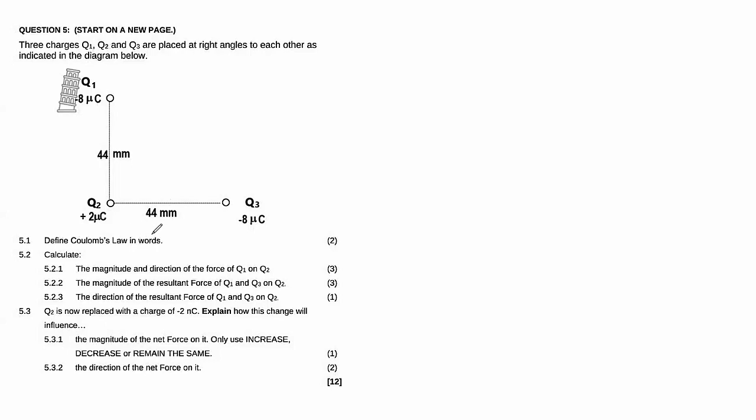We say the magnitude of the electrostatic force exerted by 2 point charges on each other is directly proportional to the product of the magnitude of their charges and inversely proportional to the square of the distance between them. Right. Now 5.2 says calculate the magnitude and direction of the force of Q1 on Q2. So the formula that we are supposed to use there, since we are looking for the magnitude of the force between 2 charges, is F equals K Q1 Q2 over R squared.